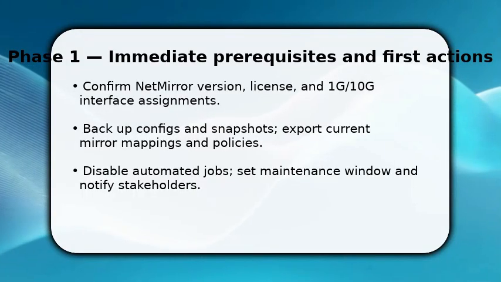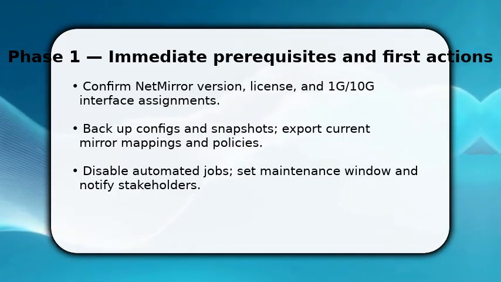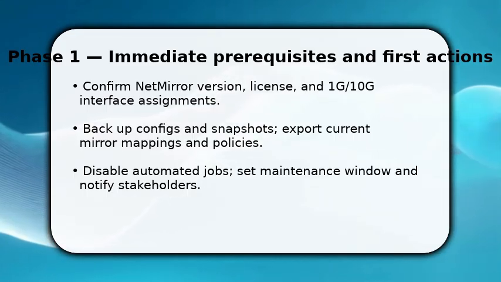You start by verifying version and license because compatibility eliminates many surprises. Once confirmed, backup configs and export mirror mappings so you can restore if needed. Disable automated jobs and set a maintenance window to avoid interference. Notify stakeholders so transfers pause.